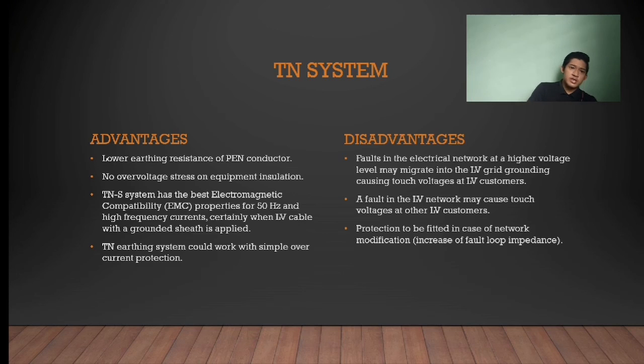The disadvantages of the TN system: a fault in the electrical network at a higher voltage level may migrate into the low voltage grid grounding, causing touch voltage at the low voltage customer. A fault in the low voltage network may cause touch voltage at other customers. The protection has to be refitted in the case of network modification, due to increase of fault loop impedance.